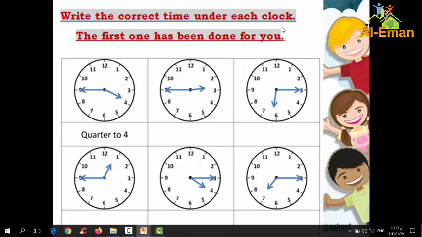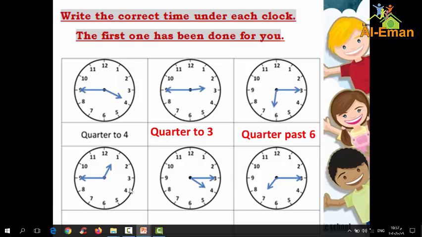Write the correct time under 8 o'clock. Okay, first one is done for you. When I ask you what's the time, short hand points to 4 but long hand points to 9. So what's the time? It's a quarter to 4. Okay, second one, short hand points to 3 but long hand points to 9. So what's the time? It's a quarter to 3. Let's see. Very good. The third one, short hand points to 6 but long hand points to 3. So what's the time? It's a quarter past 6.